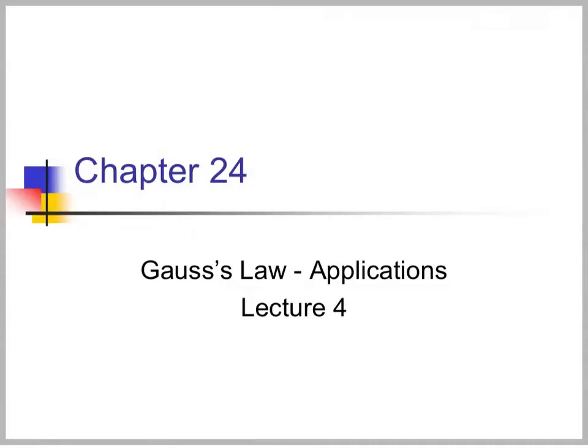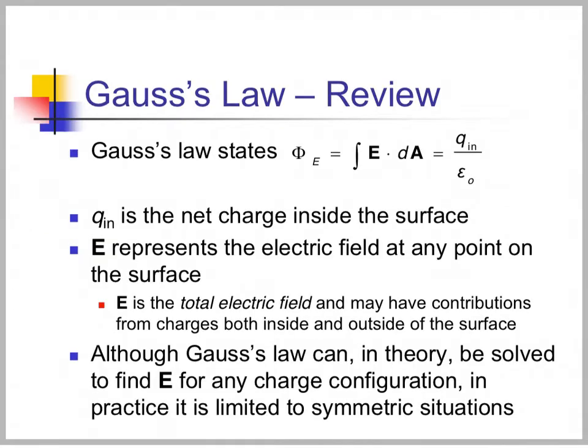This is Physics 2120, Lecture 4, and today we're going to continue talking about Gauss's law. Remember, Gauss's law says that the electric flux is equal to the integral of E dot dA over a closed surface, and it's equal to the charge enclosed over epsilon naught, where Q enclosed is the net charge inside the surface, and E represents the electric field at any point on the surface.